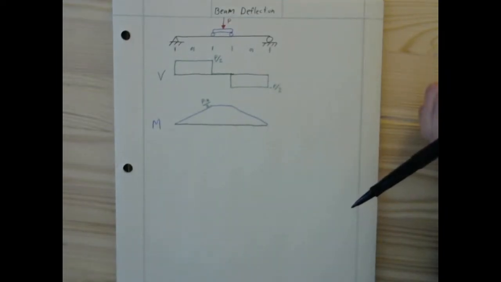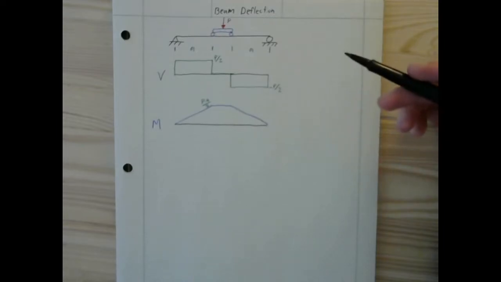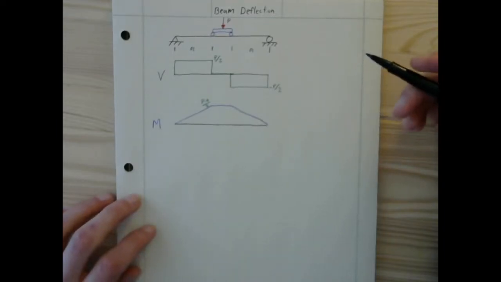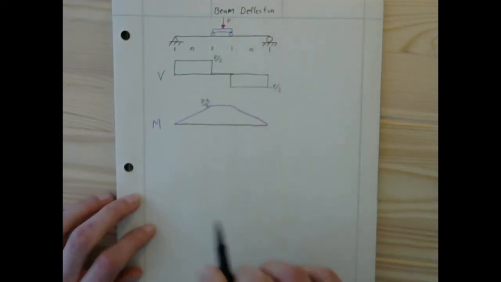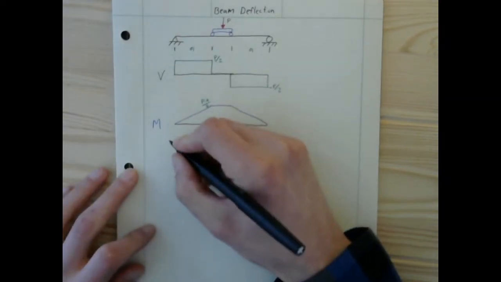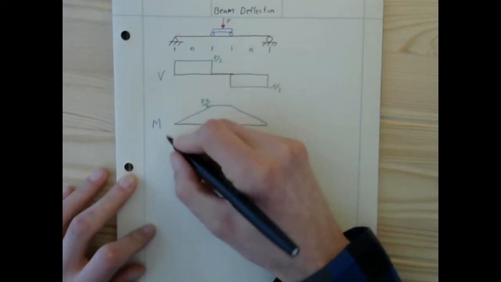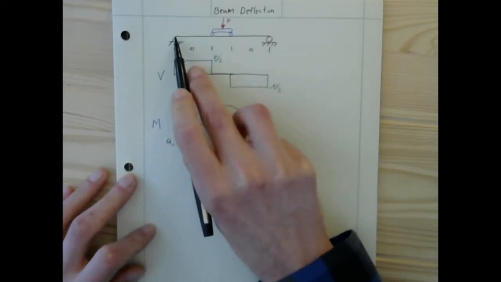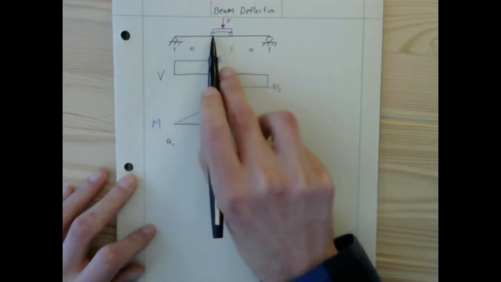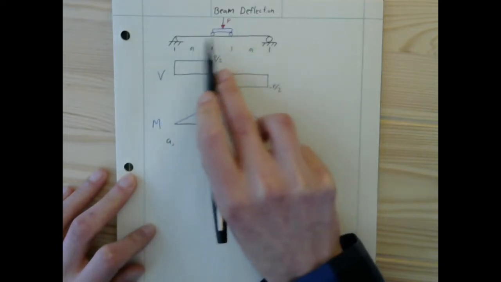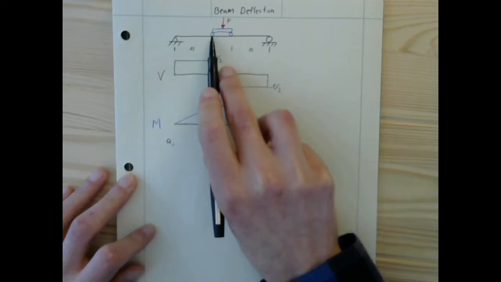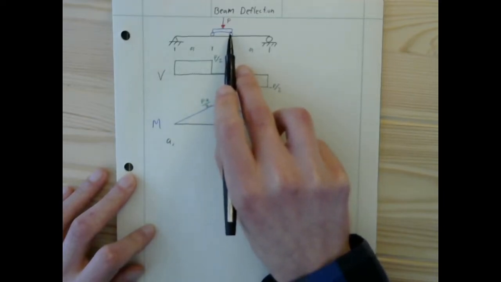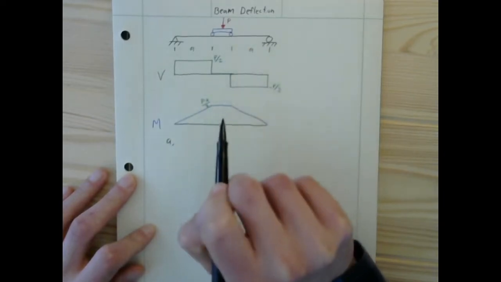So let's get through on that. Obviously, when we're doing this, we want to maintain as a variable a, that's the distance from this point to this first load, and then also there's this from this load to this reaction.